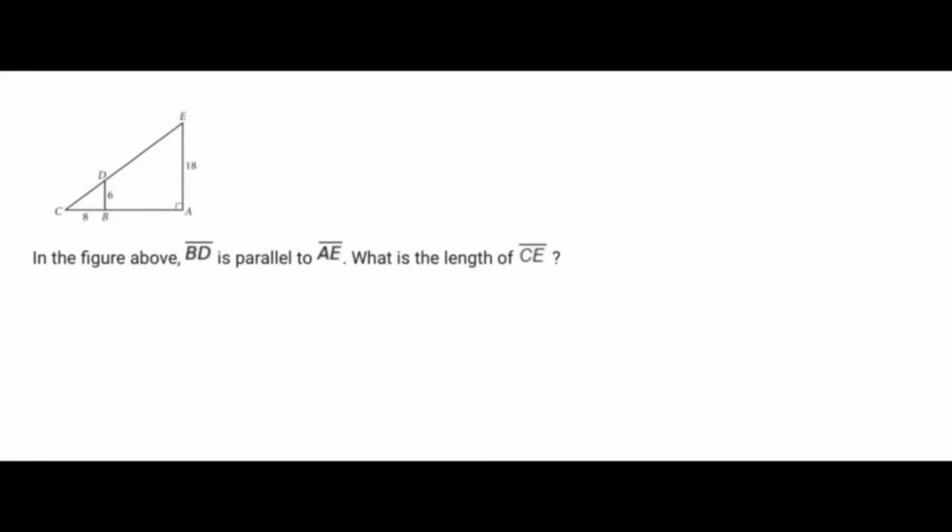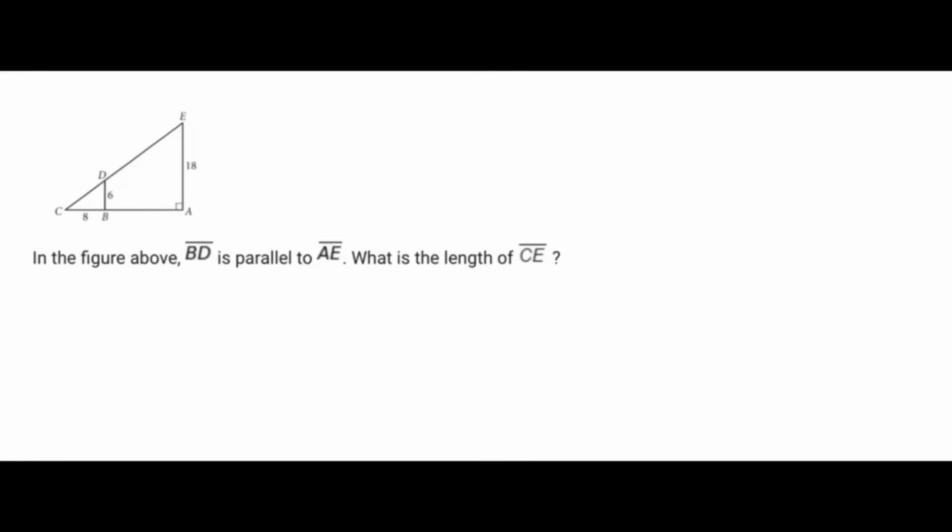In the figure above, side BD is parallel to side AE. What is the length of side CE? All right, so first off, we have two triangles. We have triangle EAC and also triangle DBC. So the first thing to notice here is that there is similarity present between these two triangles. Now why? Well, because of angle.